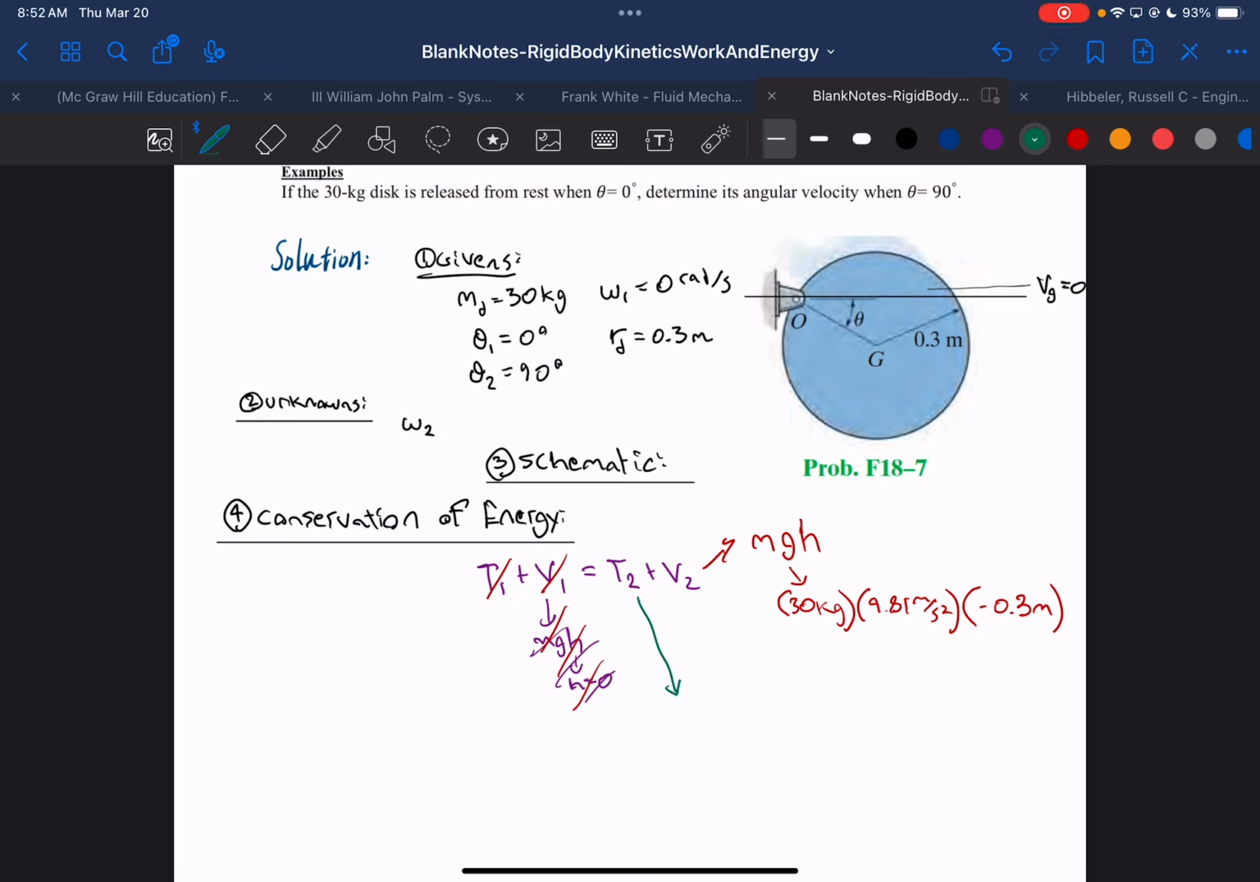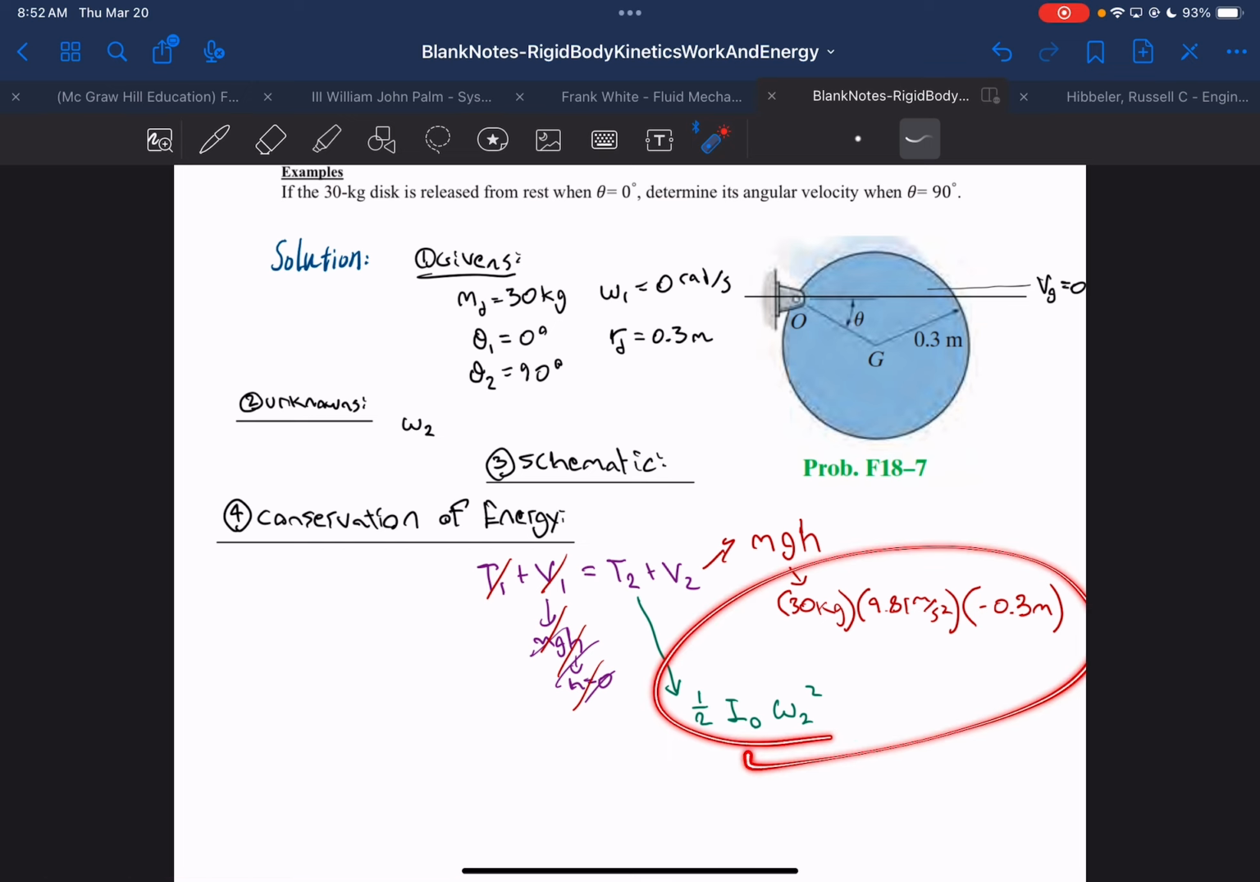My kinetic energy in state 2 is 1/2 my mass moment of inertia about O multiplied by omega squared, right? Which is what I'm trying to find, my omega in state 2 squared. Good stuff. Do we have everything to solve this problem yet? Can we find everything to solve this problem? Yes, right? I'm trying to find omega. All I have to do is find my mass moment of inertia about O.